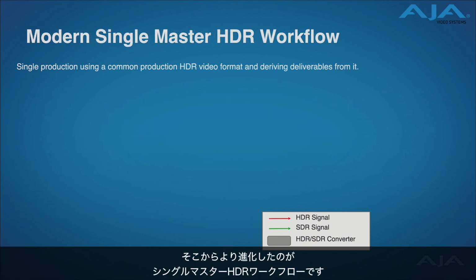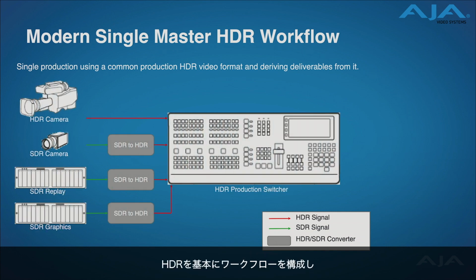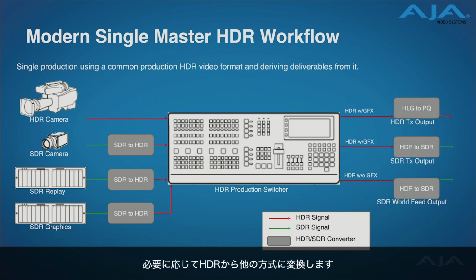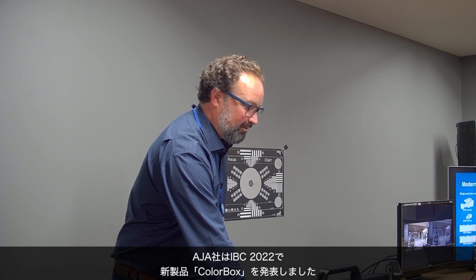So now, the more modern way to do this is using a single master HDR workflow, which converts things that are not HDR into HDR for the production switcher, and then uses conversion on the output to convert it into the different deliverables that you have. And everywhere you see a gray box, there's a converter product that helps do these color conversions for you. And that's what we're going to talk about next.